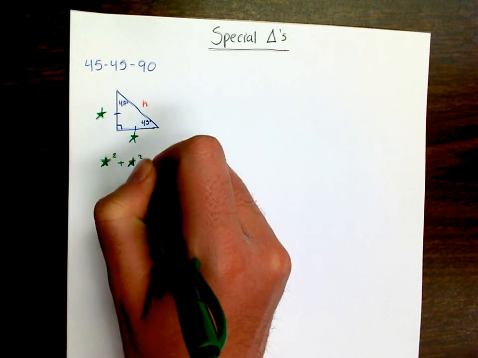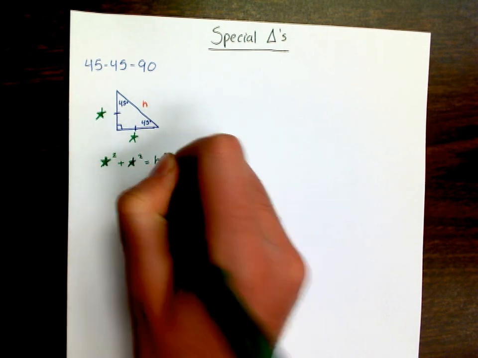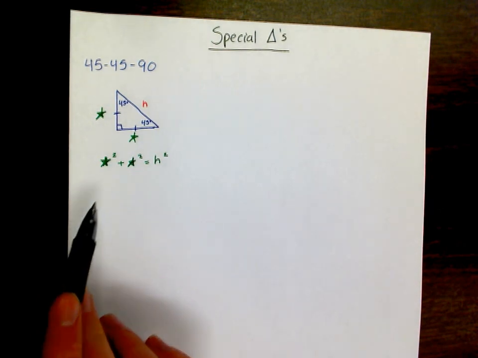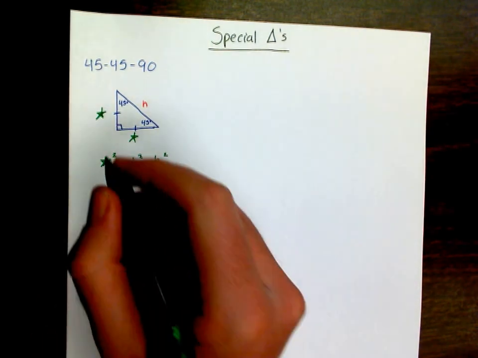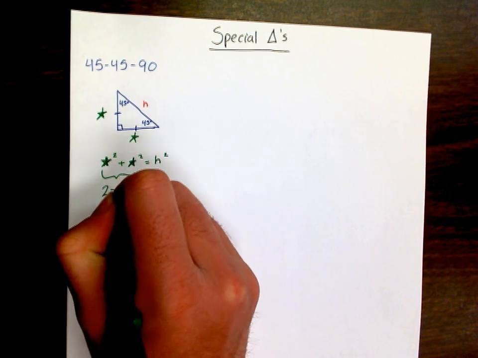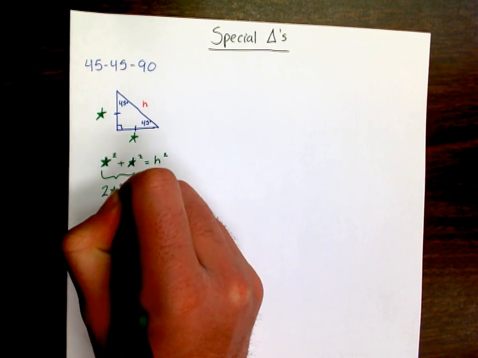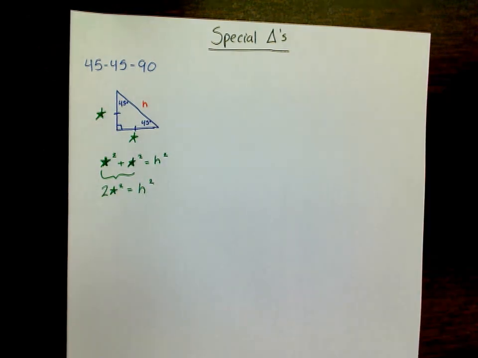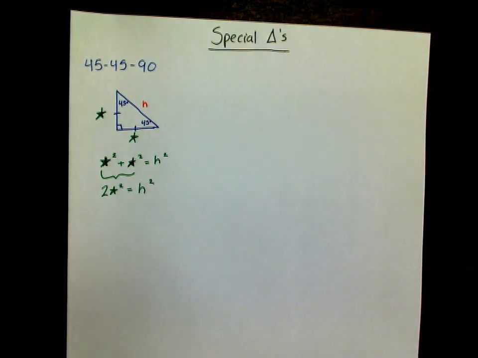Anyway, that is equal to h squared. Okay, so if you think about this, these are like terms. They're both stars and they're both being squared. So really what I have is 2 stars being squared. So 2 star squared equals h squared. Okay, just combining like terms there.